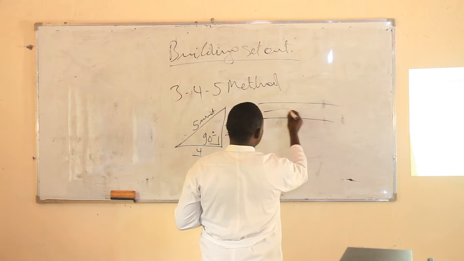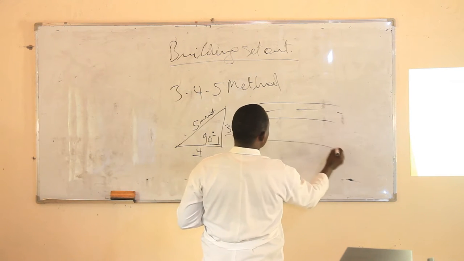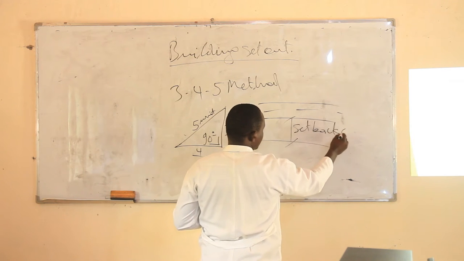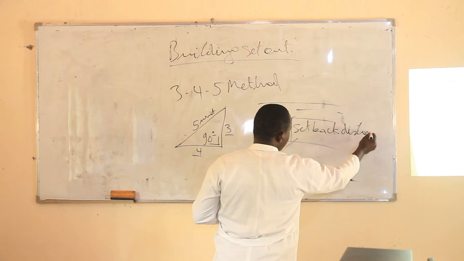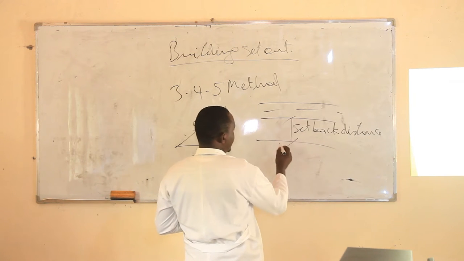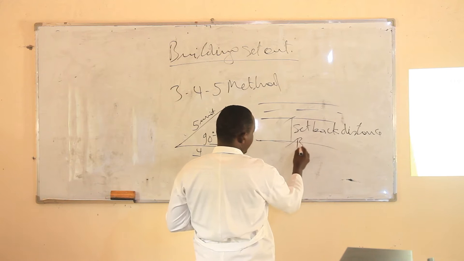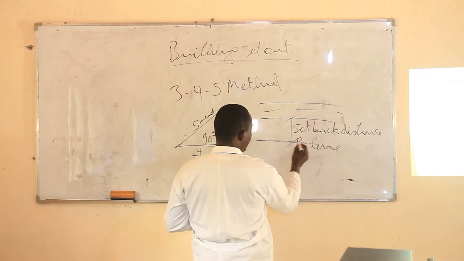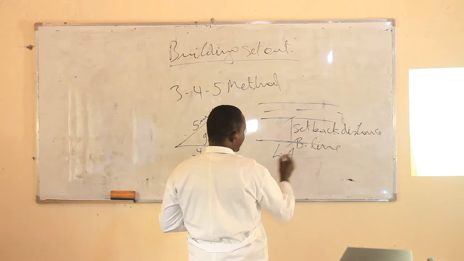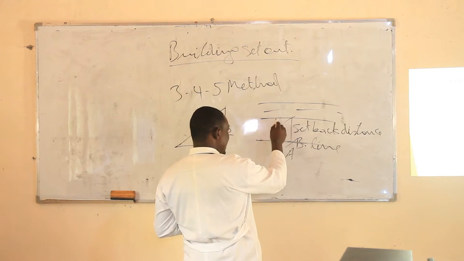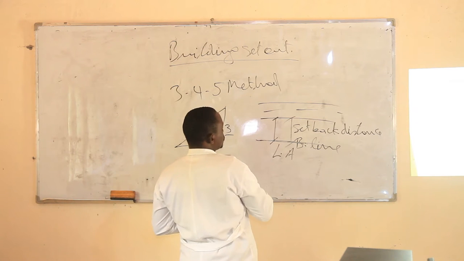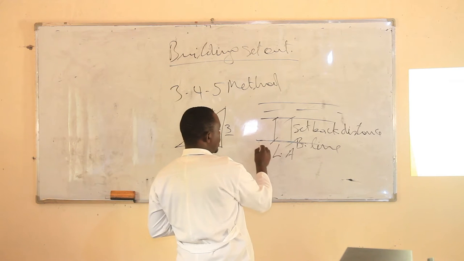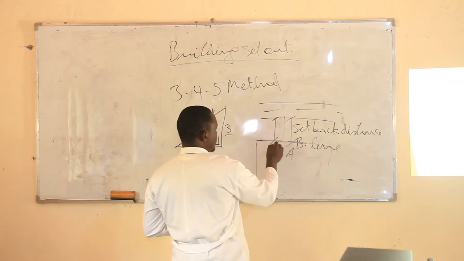Suppose here this is a road. So this is the distance called setback. Setback distance. Then this is now the building line. The building line is set by the local authority. It is not permitted to build in front of the building line. You have to build there, not here.